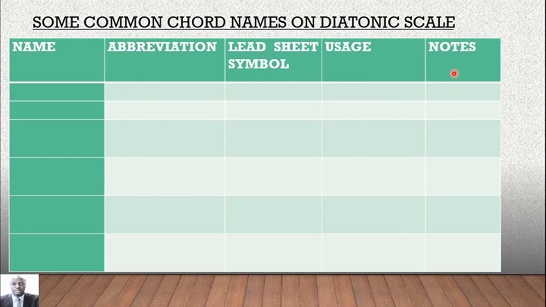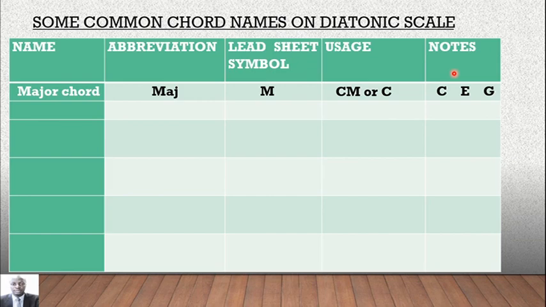Now let's continue. So the very first one, we have the major chord. Major chord is usually represented as this, and of course in lead sheet music you can have it as capital letter M. Capital letter M means major, and you can have it as CM, or you can just simply say C. And you can have it as C E G. Of course, C E G.